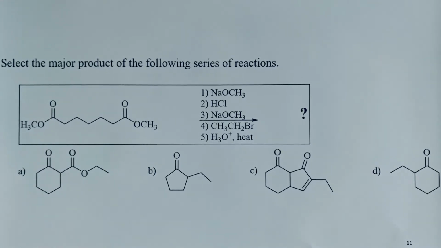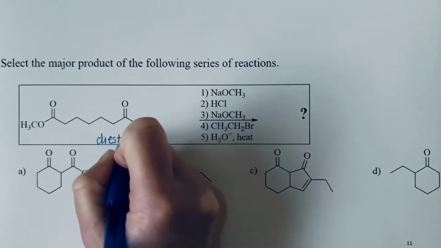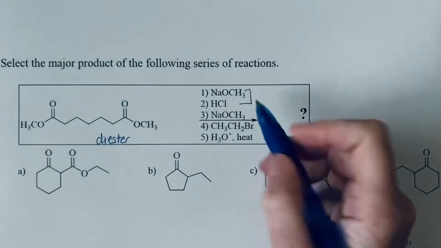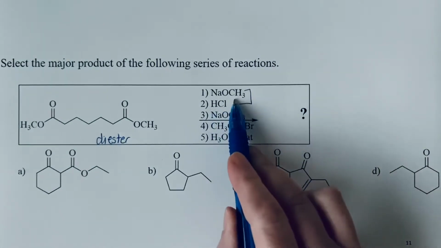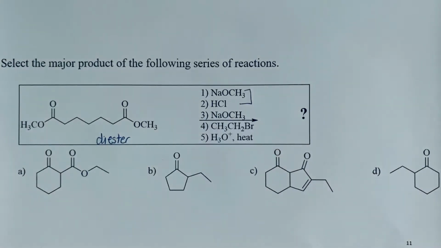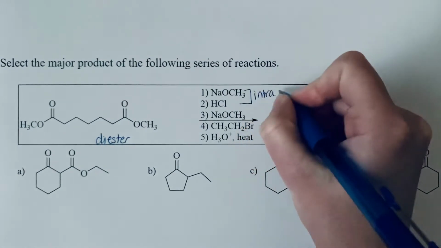Select the major product of the following series of reactions. So if we look at the starting material that we're given, we see that we have a diester. And the first two sets of conditions here, there's sodium methoxide, a base that matches the ester, followed by treatment with HCl. These are the conditions to do an intramolecular Claisen condensation.